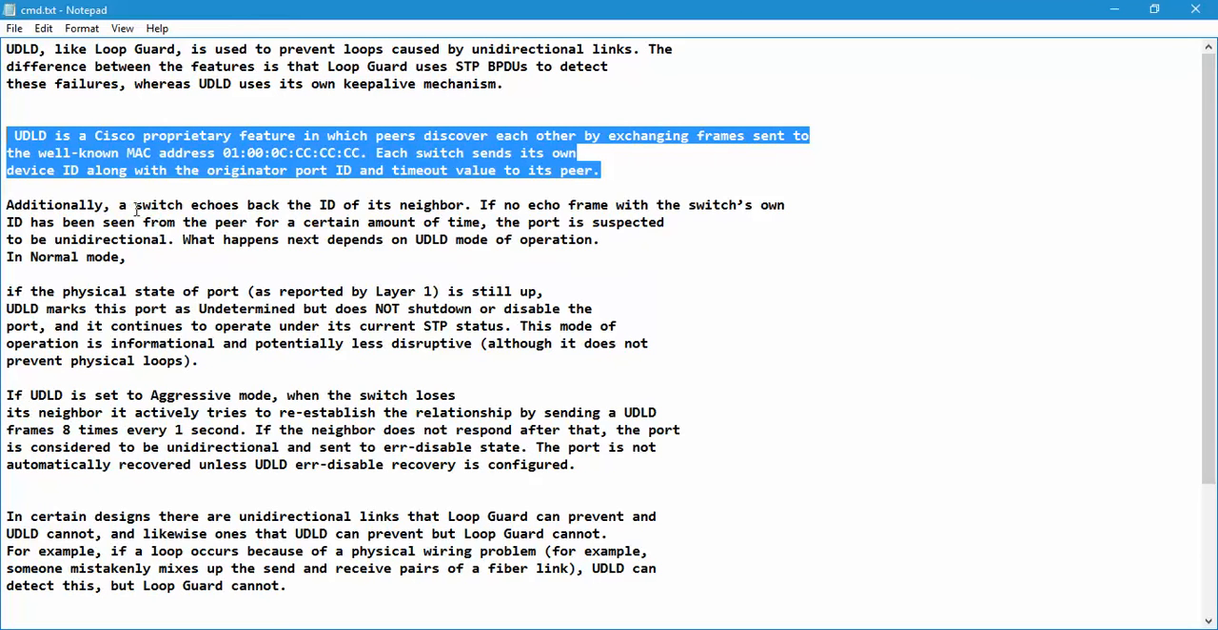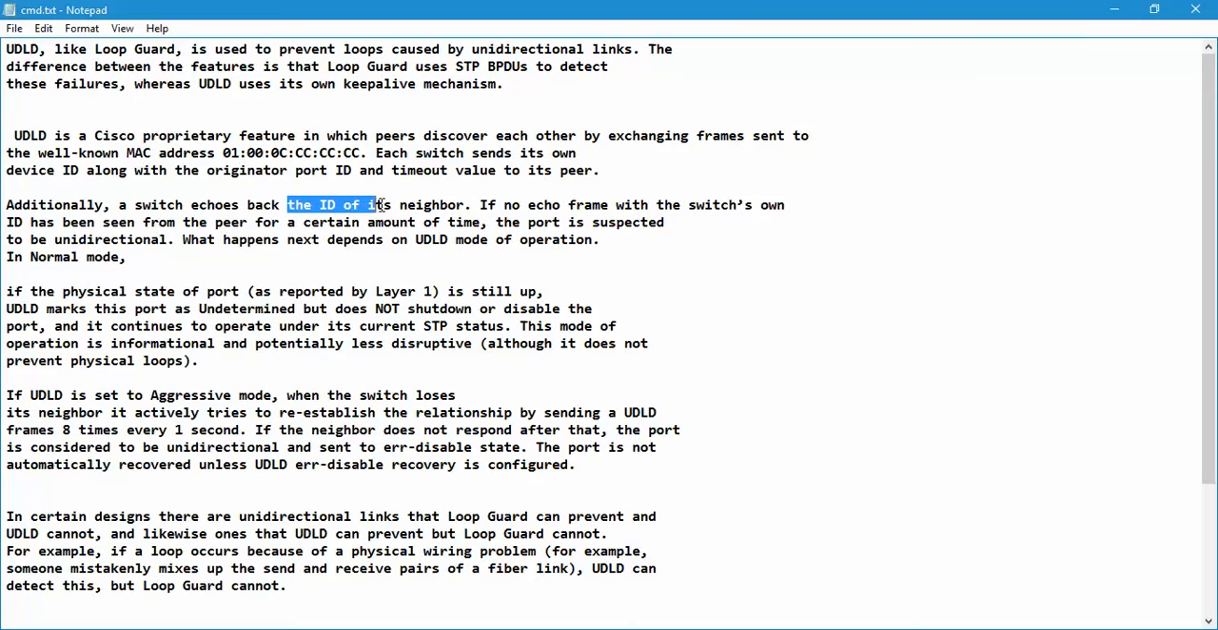Additionally بالإضافة a switch echoes back the ID of its neighbor. If no echo frames with the switch's own ID have been seen from the peer for a certain amount of time, the port is suspected to be unidirectional. لو أنا ما سمعتش من البير بتاعي إنه شايفني لمدة زمنية معينة، أنا هفترض إن في unidirectional link أو اللينك اتقطع جزء منه.